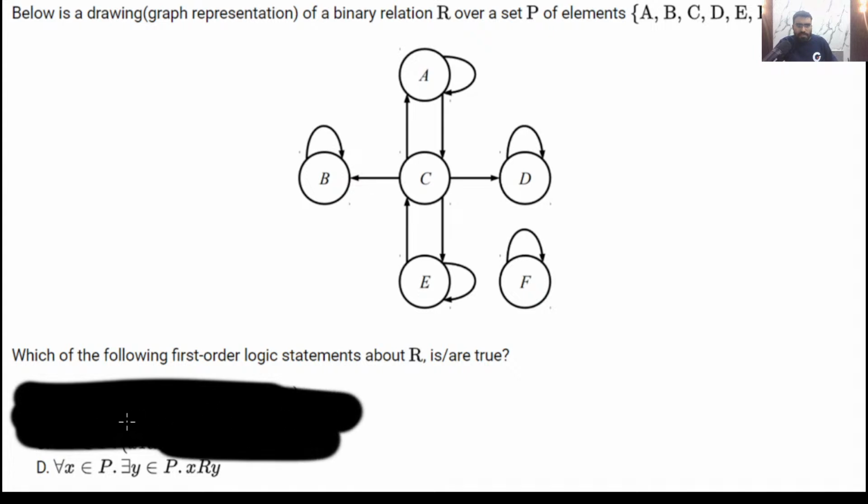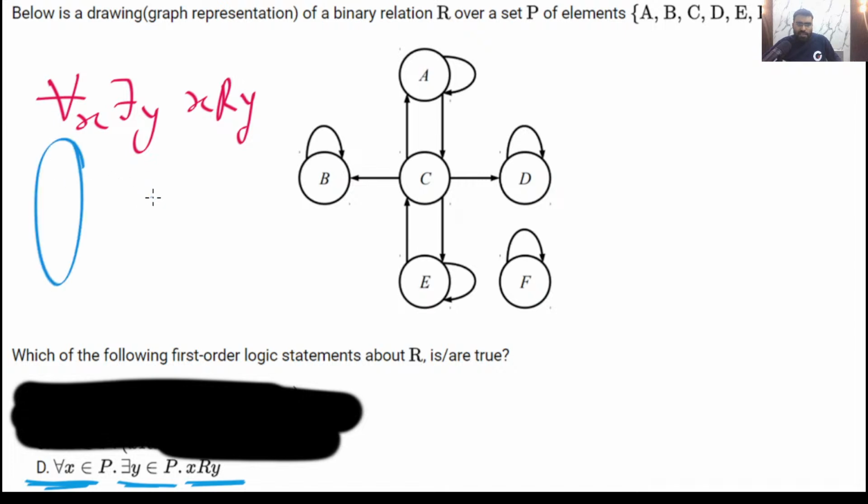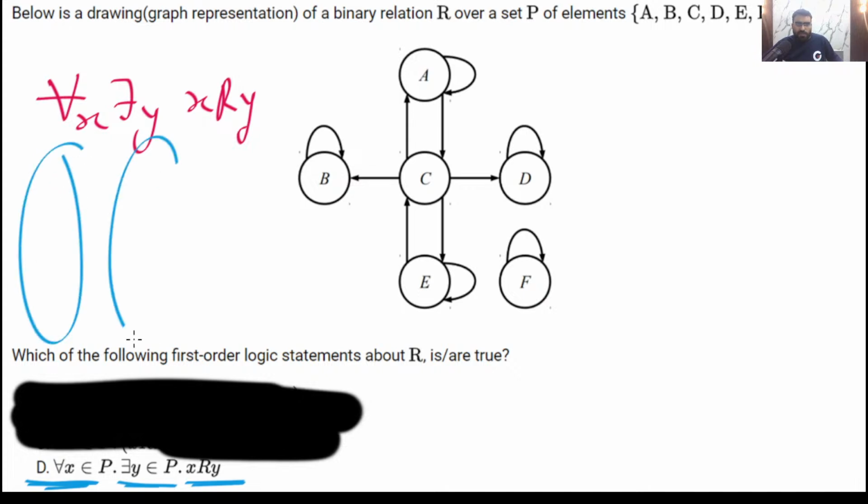Option D is saying that for every x, there is some y such that x is related to y. What it means? It means everyone is related to someone. For everyone there is someone.